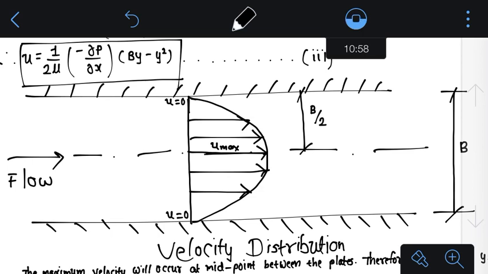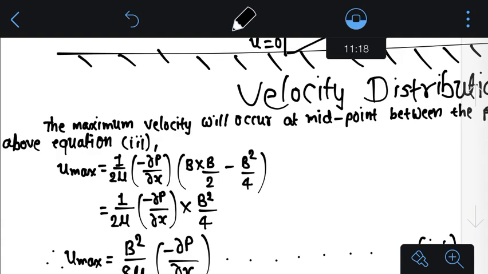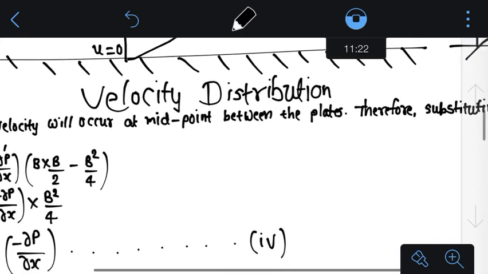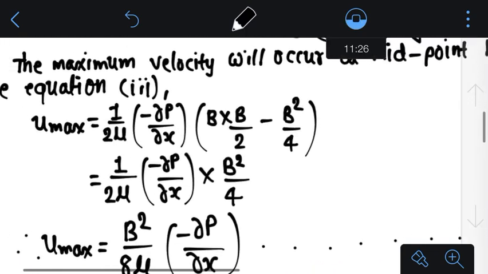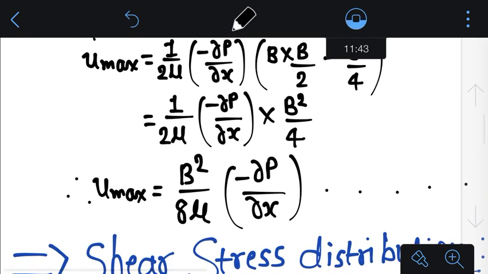This parabolic curve indicates the velocity distribution. As you can see, the maximum velocity will occur exactly at the midpoint between these two parallel fixed plates, that means at distance b by 2. So to get the value of maximum velocity, we have to substitute y equals b by 2 in that equation. If we substitute y equals b by 2, we'll get u max equals 1 upon 2 mu into ∂p upon ∂x, that is in minus, into b square by 4. Right, so this is the case of u max.